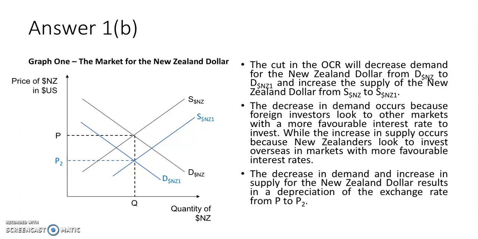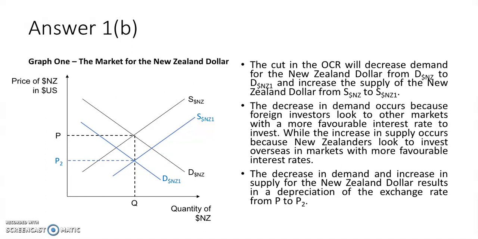Both the increased supply and decreased demand will depreciate the exchange rate from P to P2. Again, you must use the word depreciate and not fall or decrease. I haven't changed quantity because I made the change in supply and demand exactly the same. It's not important to worry about changing quantity up or down. It is the price level that we are interested in. So that's another merit answer.